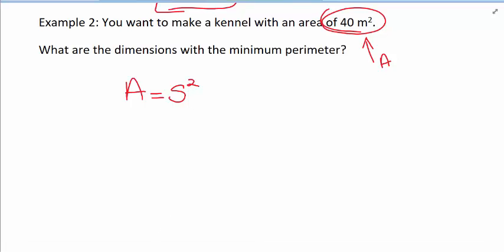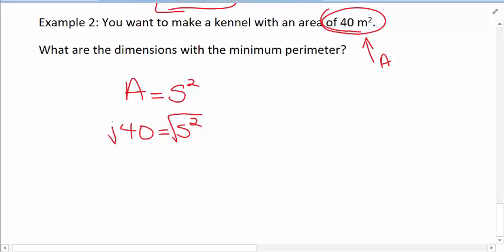You plug in what you know. Dominic, what do you write? 40 equals S squared. And then you get rid of that little 2 by isolating S by square rooting. So you square root both sides. So S gives you 6.3 or something.